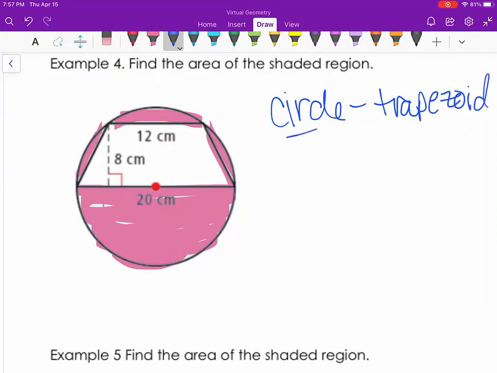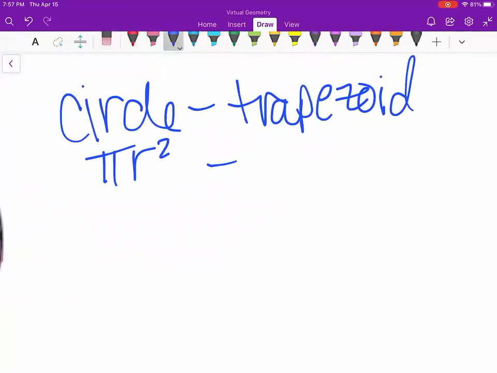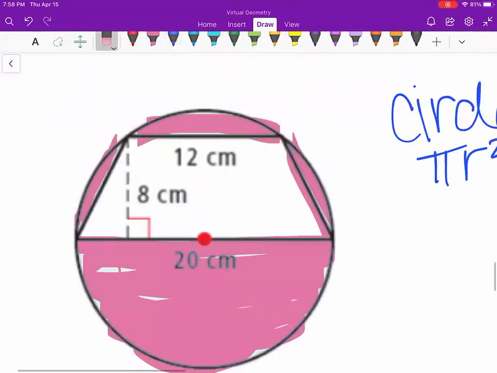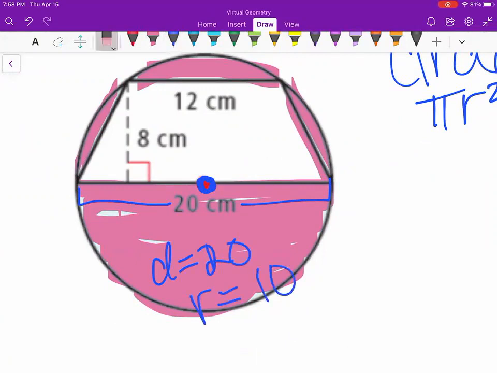All right, so we need pi r squared again, minus, now remember the trapezoid formula had 2 bases to it. So base 1 plus base 2 times height over 2. So let's plug in everything we know. Let's start with the circle. First thing I need is a radius. So we've got the center. Our 20 goes all the way across. So that means the diameter is 20. Cut that in half. My radius is 10.